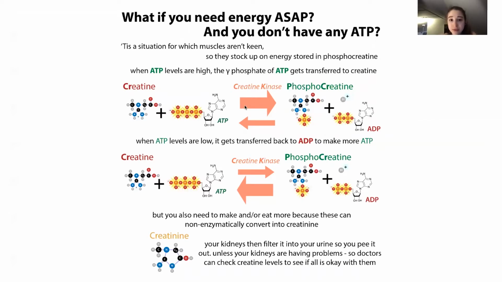However, this reaction is reversible. So although we call it creatine kinase, it can also do the opposite. It can be like an ADP kinase kind of thing. So basically it can go both ways. And which way it goes depends on whether it's transferring the phosphate from ATP to creatine, or from phosphocreatine to ADP. And that's going to depend on the amount of ATP present.